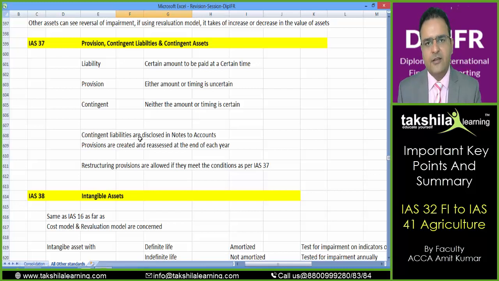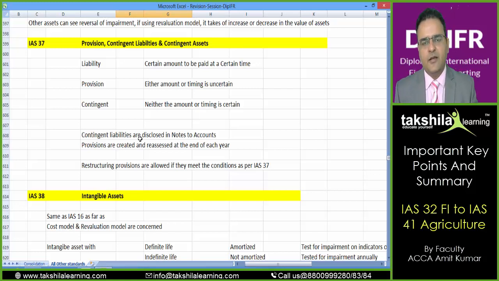So there is a journey in the life of these contingencies. A contingent liability may turn out to be a provision if the estimate says that you have to pay some amount. So that becomes a provision. When the final order comes, you get to know the actual amount to be paid. So that provision turns out to be a liability. Contingent liabilities are disclosed in the notes to accounts.